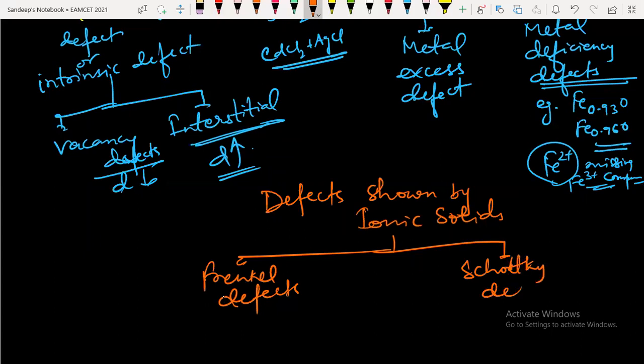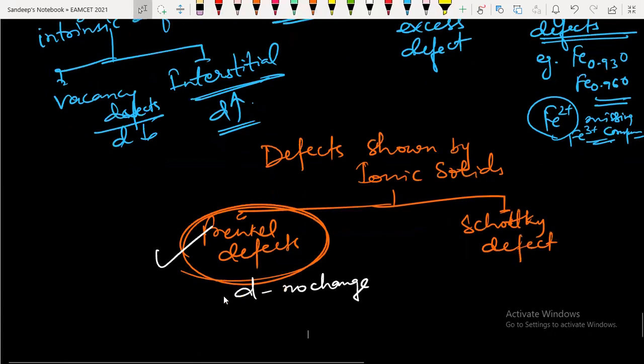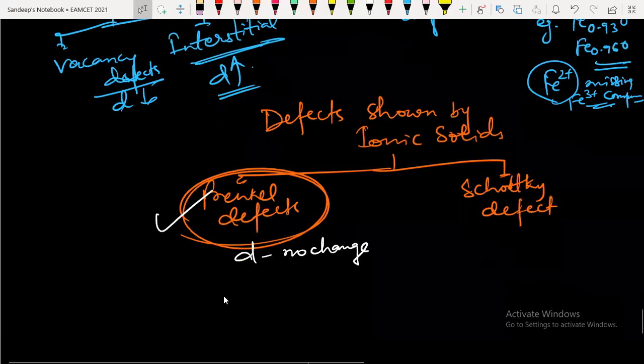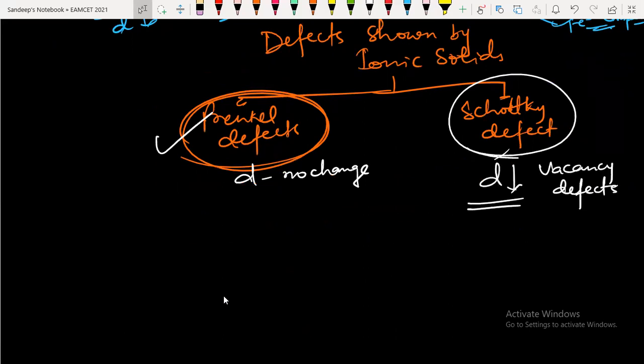Frenkel defect is actually a dislocation defect, where there is no change in density. The particle moves from the lattice site into the interstitial site, so there is no change in the density. But in Schottky defect, the density decreases because it is actually a vacancy defect. Equal numbers of cations and anions are missing to maintain electrical neutrality.